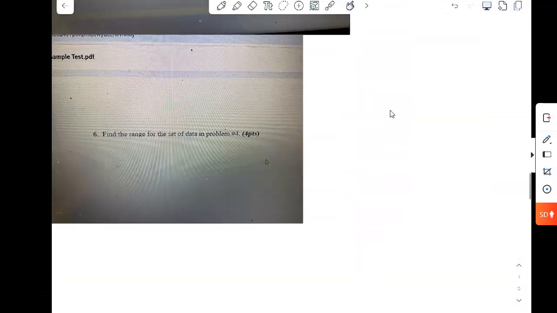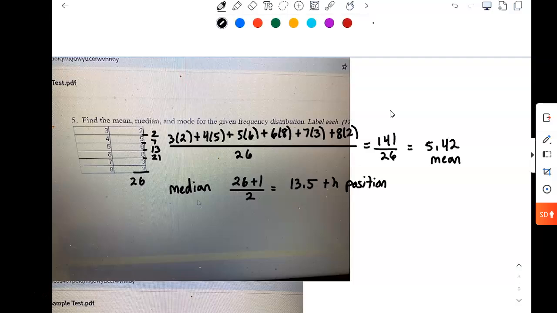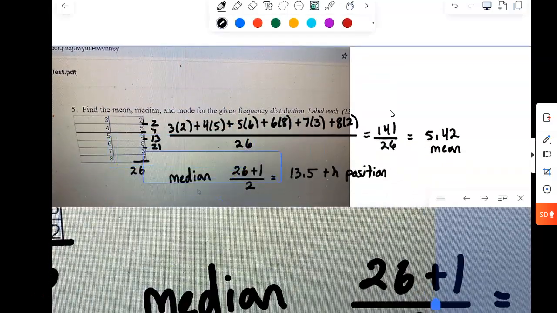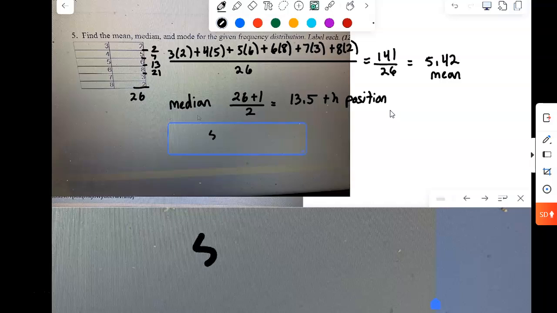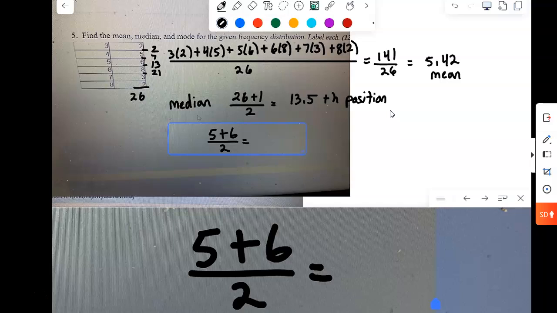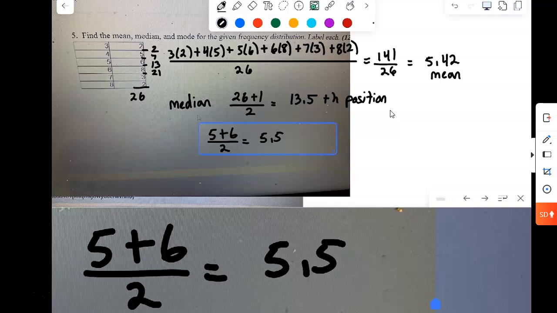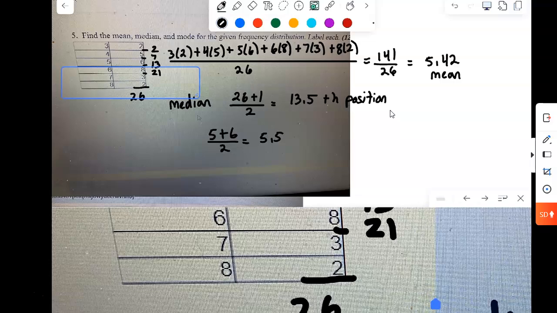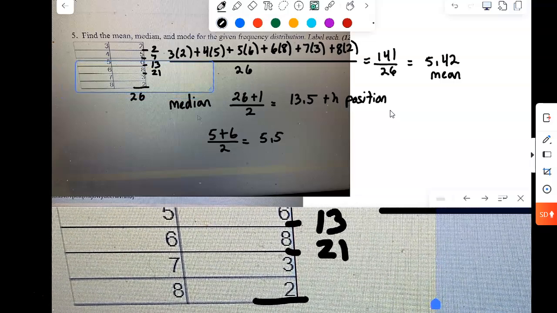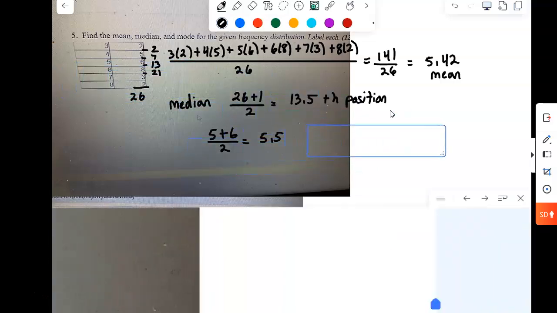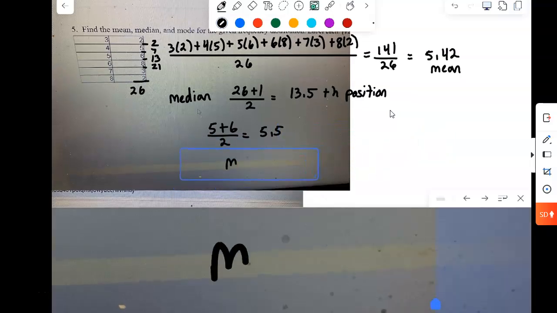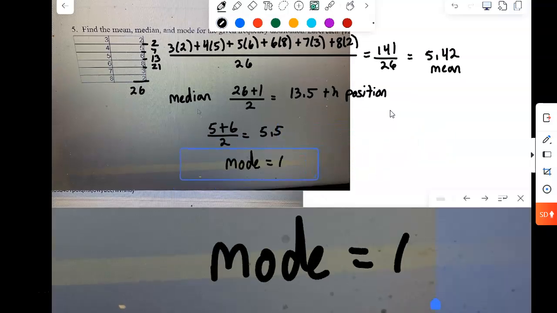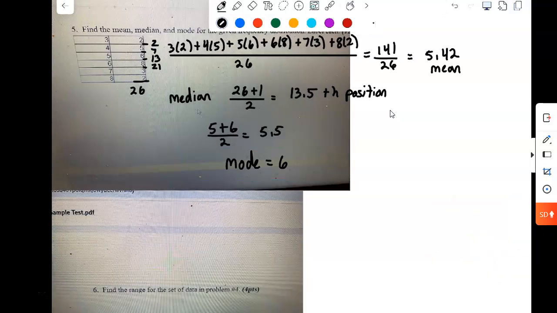So our median would be actually the average of 5 and 6, because of it being in between those two. So 5 plus 6 is 11, divided by 2 will give us a median of 5.5. And finally, your mode is whichever one happens the most. And when you have a frequency distribution, that's really easy, because we can see that the 6 occurs 8 times. So our mode is 6. It occurs the most frequently.